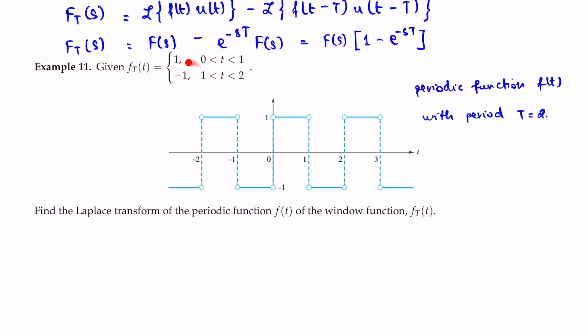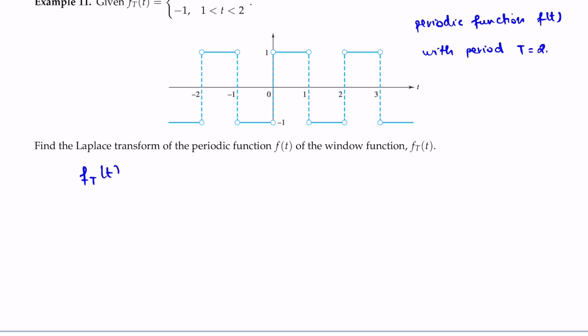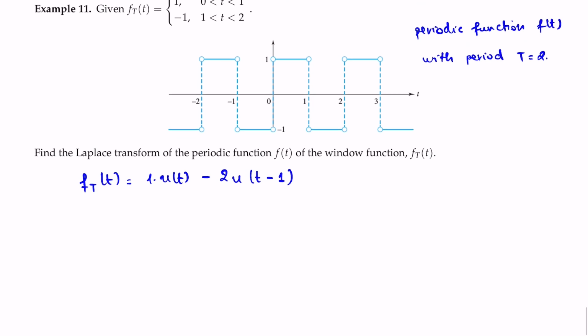So let's rewrite this window version of the periodic function a little bit. We did something like this earlier in the notes already. So little f sub T of t is starting at 1, so you have 1 times u of t, and then you go from 1 down to negative 1. So you go down 2 units, or you just take the new value minus the old value, that is negative 1 minus 1, you get negative 2, and this is u of t minus 1. So you have the unit step function and the shifted unit step function. All right, then you apply the Laplace transform on both sides of this equation, see what you get.